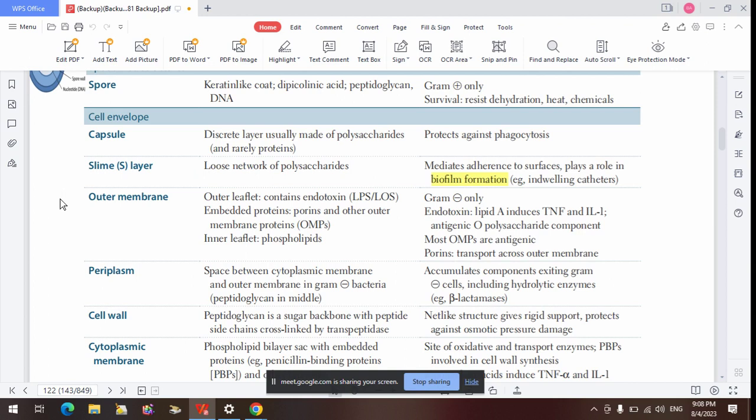the periplasm. Periplasm is a space between the outer membrane and the cytoplasmic membrane. What does the periplasm do? It stores the hydrolytic enzyme. Which hydrolytic enzyme? Beta lactamases. Beta lactamases are synthesized by the bacteria. How? They synthesize it in order to protect themselves from beta lactam antibiotics, penicillin.